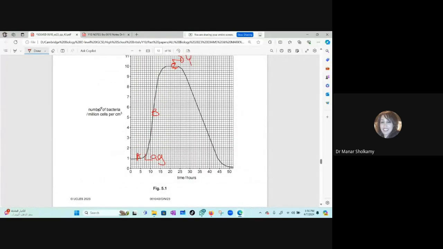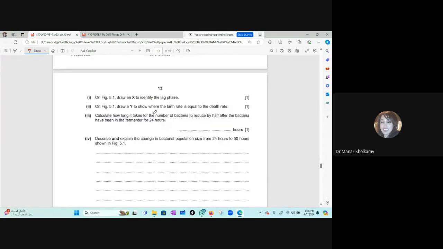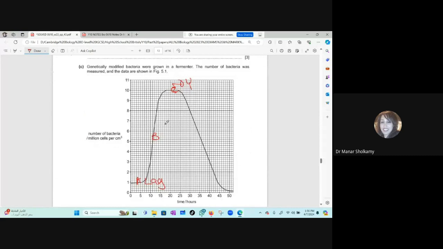Okay, what do you do? Which time do you go to? They said they want to know the population of bacteria and how long it takes to be reduced by half after it has been in the fermenter for 24 hours. So what do you do? We go to the 24-hour mark.